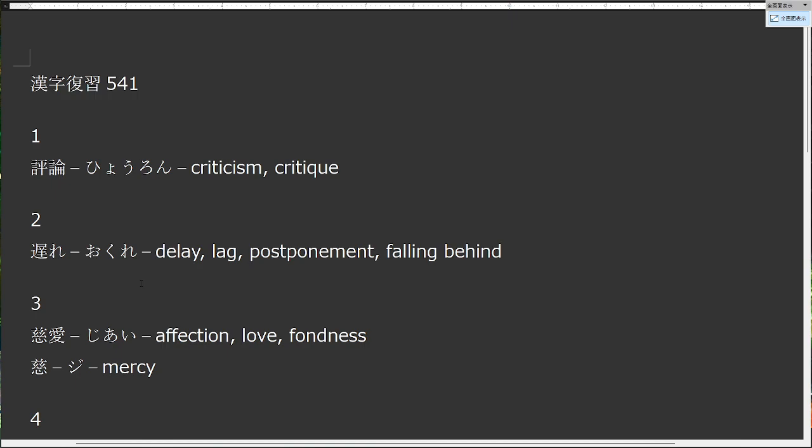Our first word of the day is hyoron. Hyo on the left side for a criticism or an evaluation, and ron on the right side for an argument or a discourse. So a hyoron is literally an argument for an evaluation of somebody. Criticism or a critique is a hyoron, such as for a restaurant or a movie.